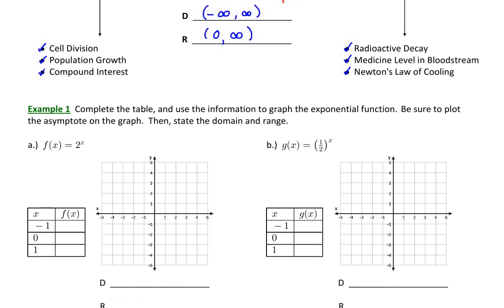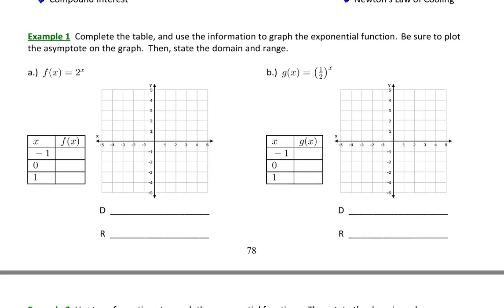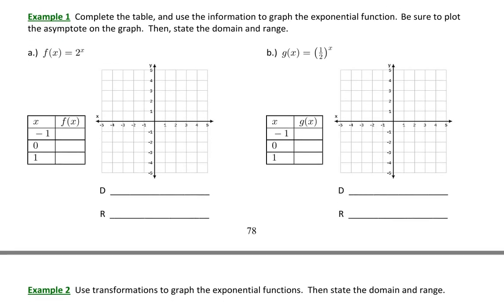let's see if we can graph a couple of basic exponential functions. So example 1, complete the table and use the information to graph the exponential function. Be sure to plot the asymptote on the graph. Remember, every exponential function will also have a horizontal asymptote. And then we'll identify the domain and range.